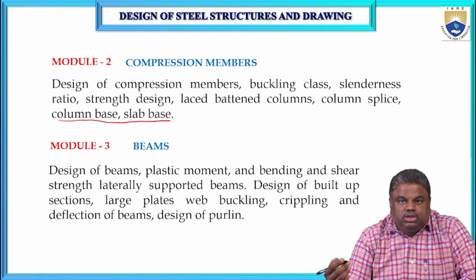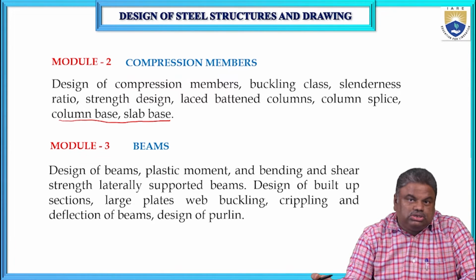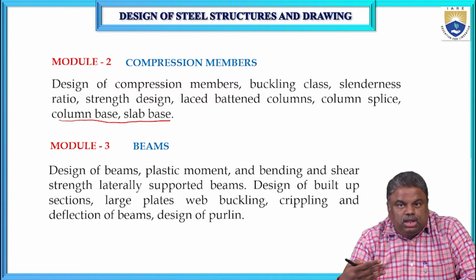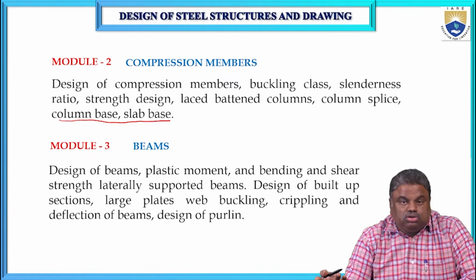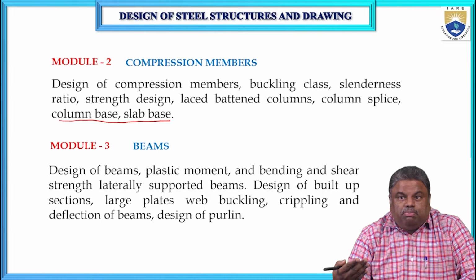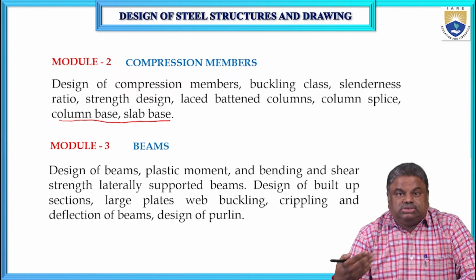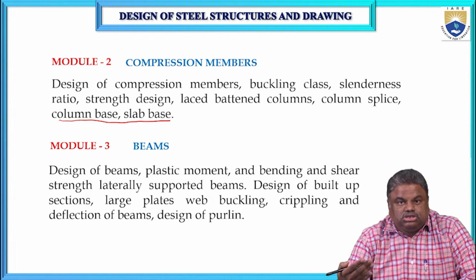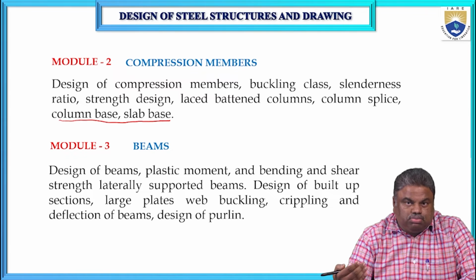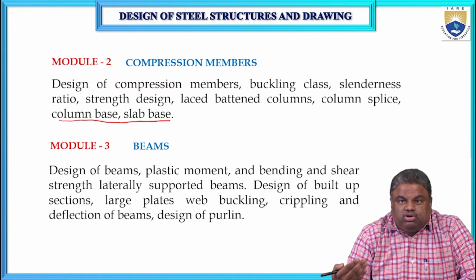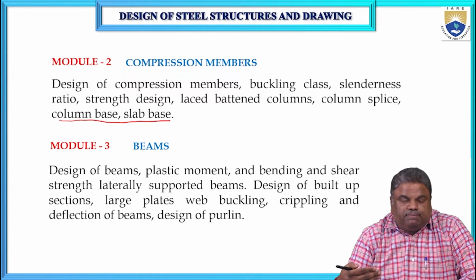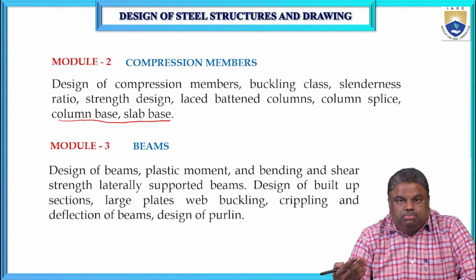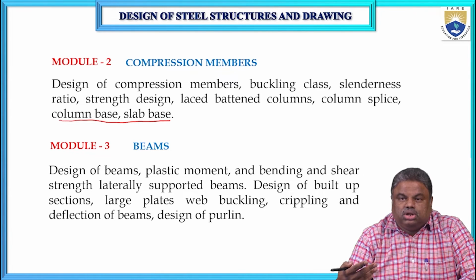Right? So here we have two types of beams: laterally supported beams and laterally unsupported beams. So how to find out the bending strength and the shear strength for laterally supported and laterally unsupported beams. The design of purlin will also be included here. So design of purlin.